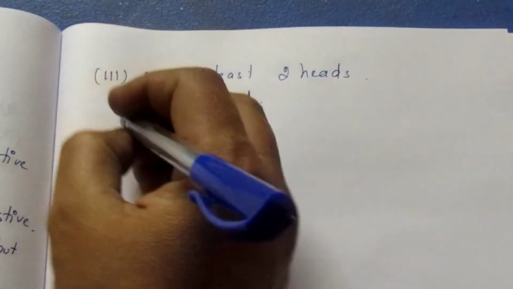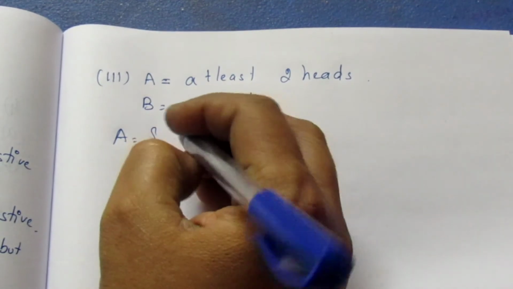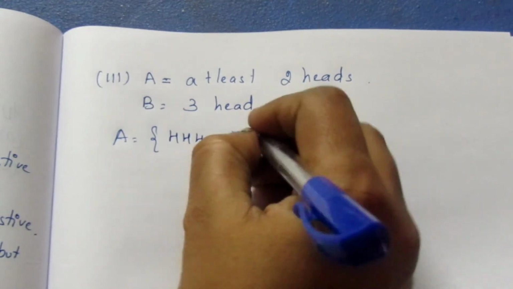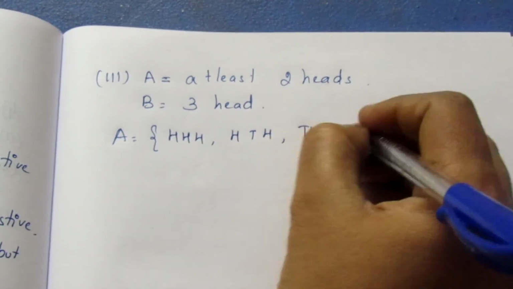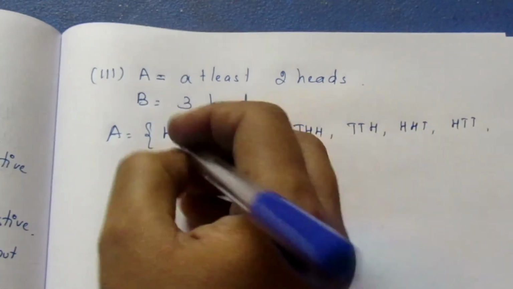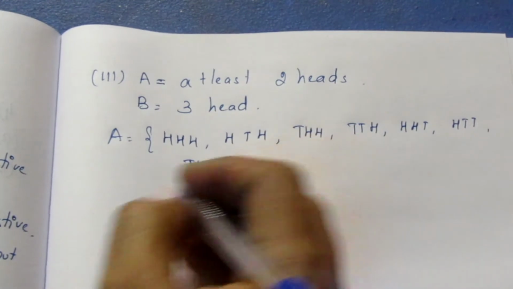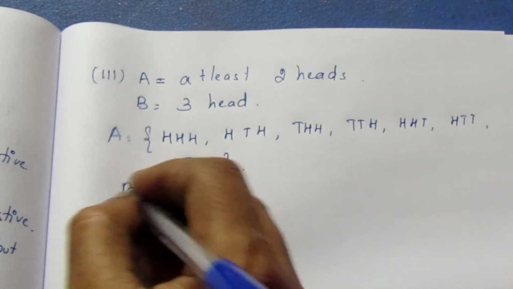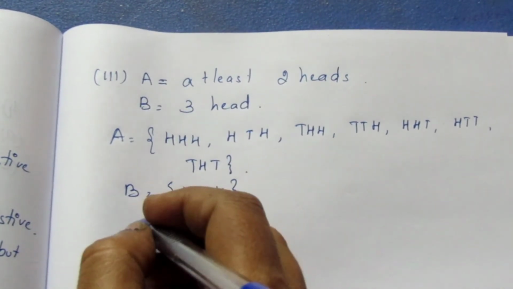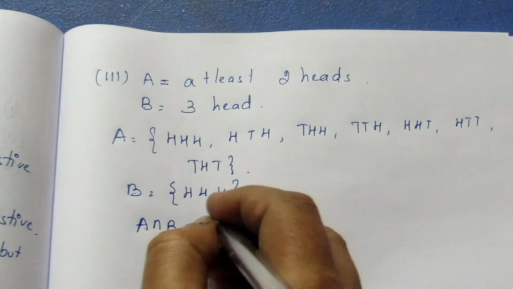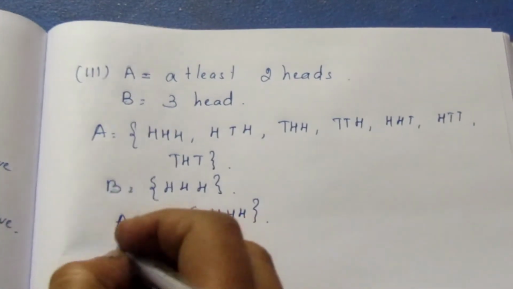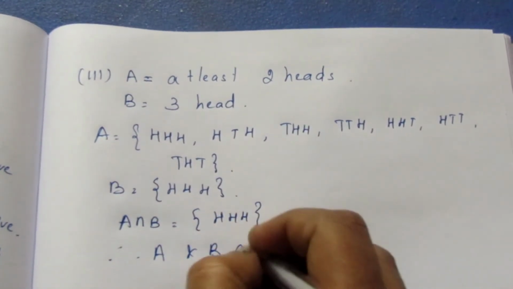Now let us take A as at least 2 heads. Already we have written it: triple H, HTH, THH, TTH, HHT, HTT and THT. Now for B we need to show 3 heads, which is HHH. Now A intersection B is triple H. So as we have an intersection, we can say therefore A and B are not mutually exclusive.